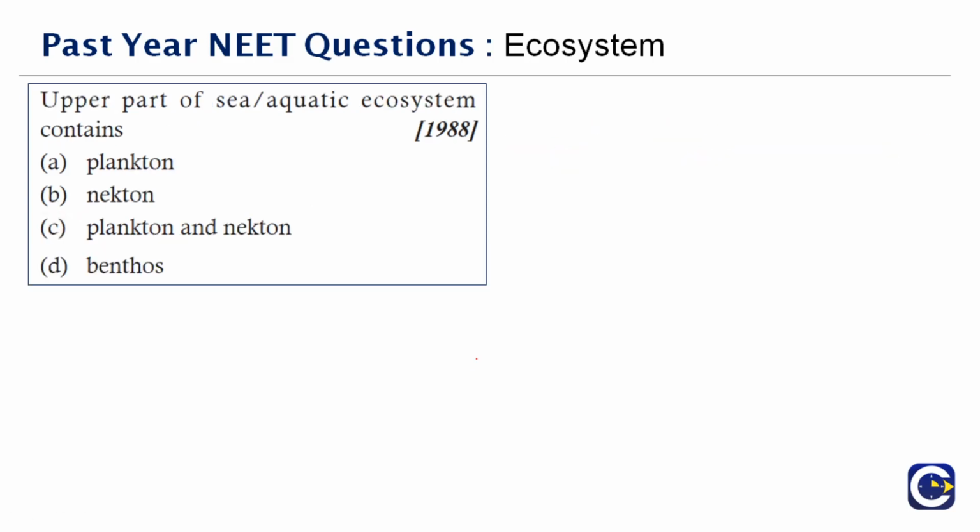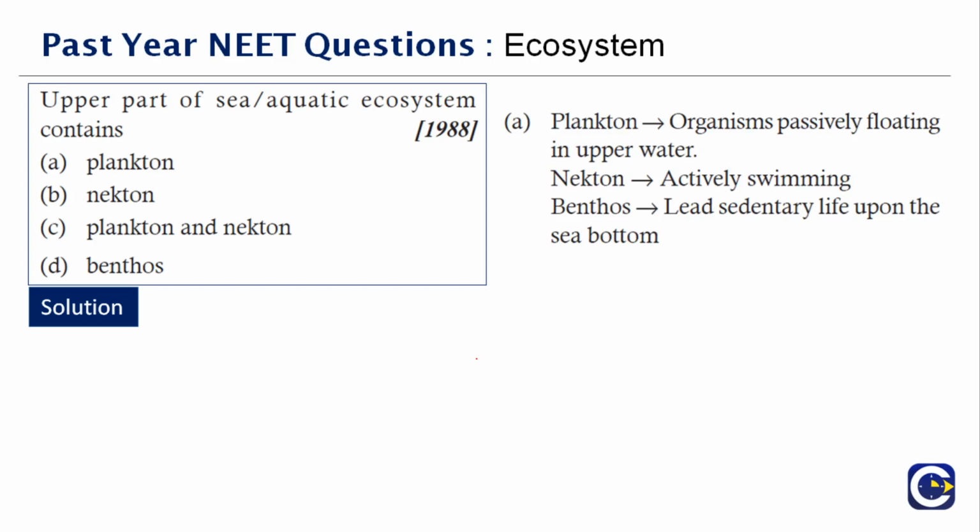Next question here. Upper part of sea or aquatic ecosystem contains dash. Again, this is a direct question we just now discussed. We had some 5 to 6 questions about this plankton. Yes, the upper part of the sea or the aquatic ecosystem contains phytoplankton, organisms which passively float in the upper water. Nekton is actively swimming ones, and benthos lead a sedentary life upon the sea bottom. So you need to know about each option, right? So that is why this explanation. Therefore, the correct answer to this question is option A.